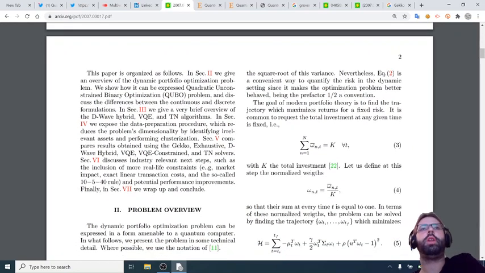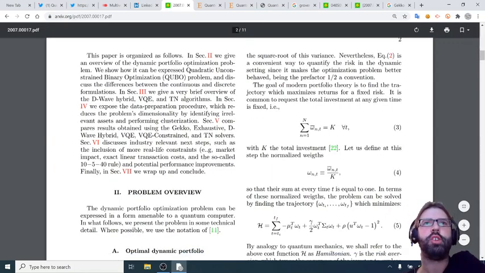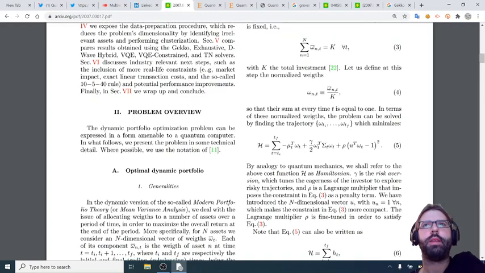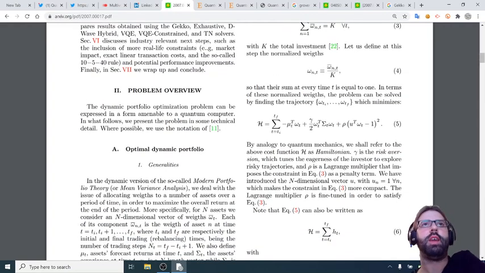It's organized as follows. The paper section 2 gives an overview of the dynamic portfolio optimization problem. Good section. We showed how it can be expressed in... Oh, let's do this. Let's jump to section 2. Let's see if it's easier to understand.